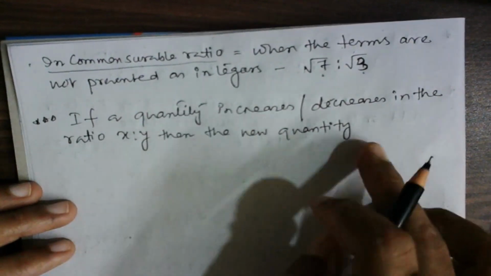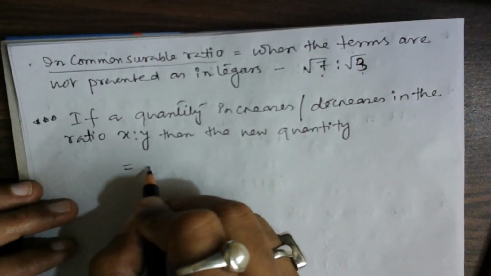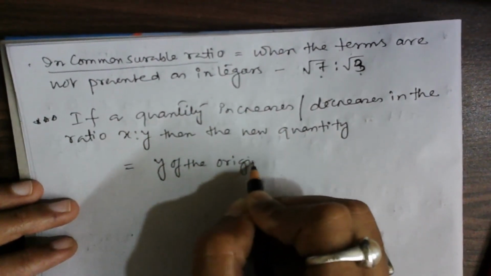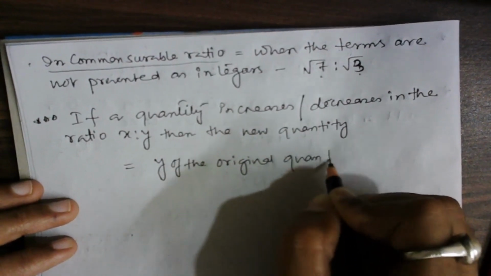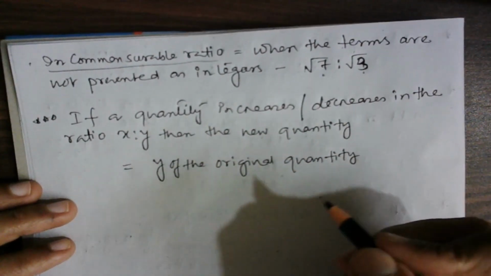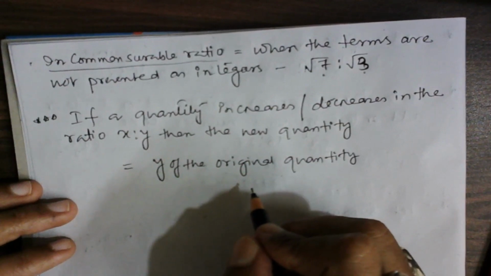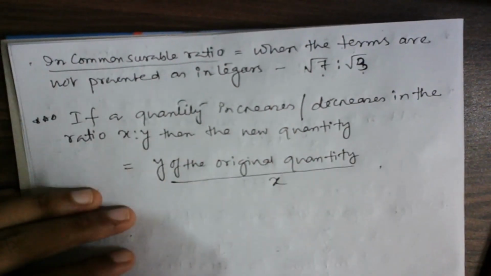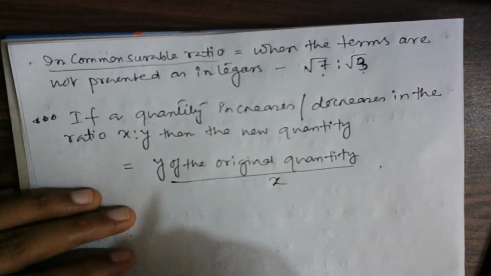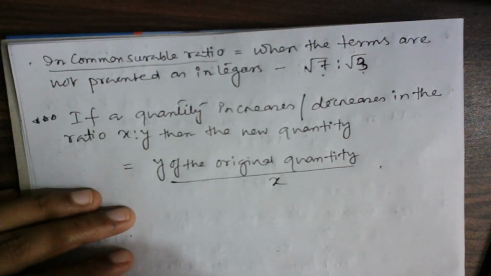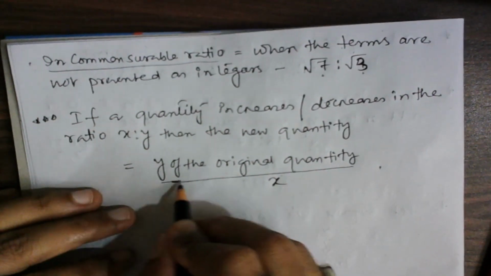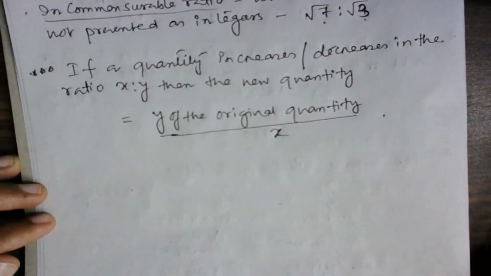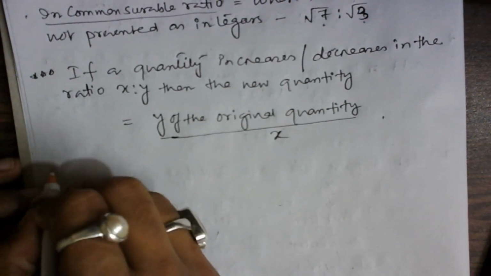Then the new quantity is equal to y of the original quantity, divided by x. So if any quantity increases or decreases in the ratio of x is to y, we get the new quantity by solving this formula, y of the original quantity by x. Let's understand this with an example.